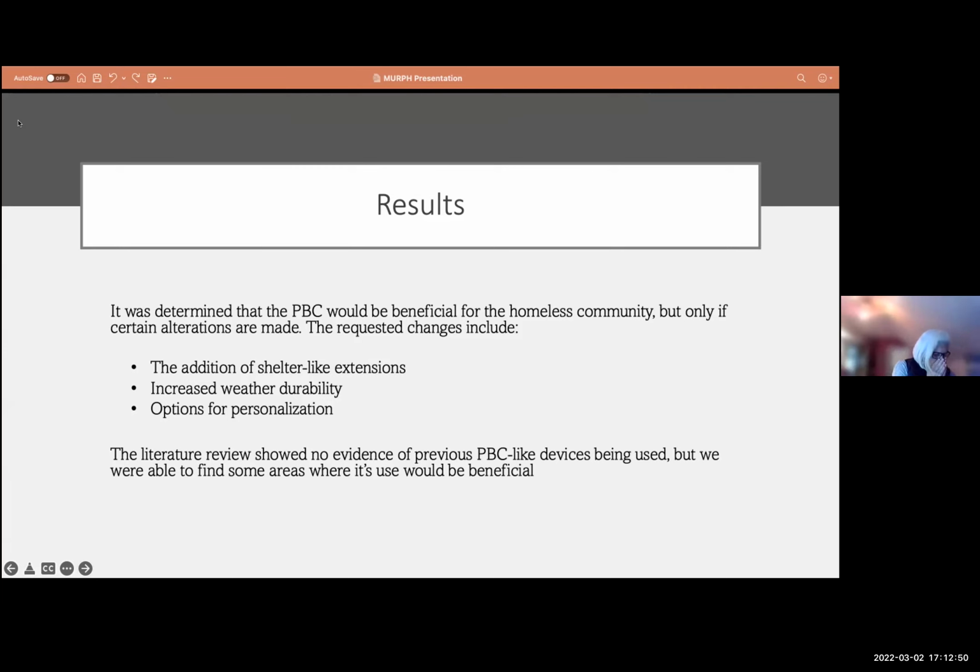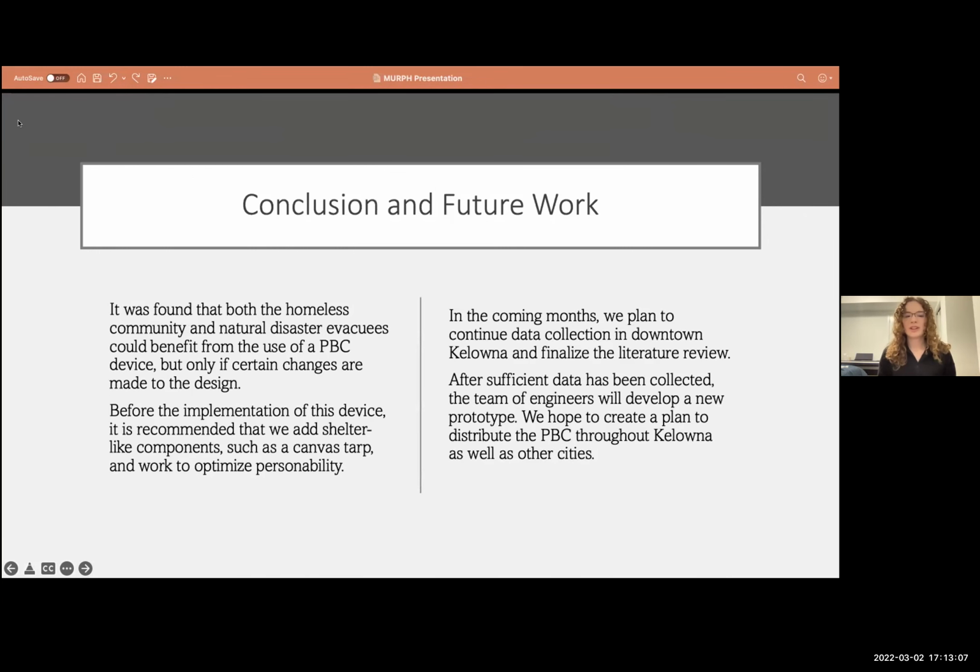The literature review showed no evidence of previous PBC-like devices being used, but we were able to find some areas where its use would be beneficial. For example, during organized evacuation processes and with maintaining and securing belongings within the shelter environment. So just to conclude, it was found that both homeless individuals and natural disaster evacuees would benefit from the use of a PBC device, but only if it was designed with the target community in mind.